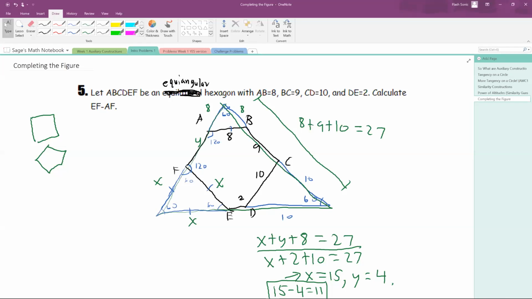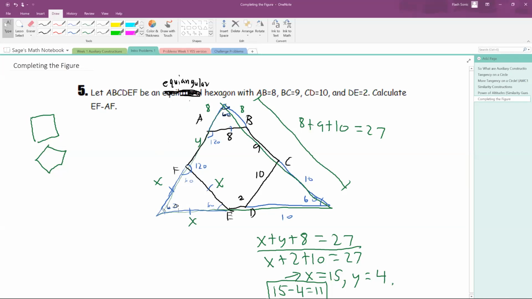And yeah, equilateral means that all the sides are the same. We know that 8 plus 9 plus 10 is equal to X plus Y plus 8 because we know that the length of this side right here is equal to 27. And we know that the length of this side is equal to X plus Y plus 8. But since we know that all of the angles of the triangle are 60 degrees, all of the sides of the triangle are equal, which is how we got that.